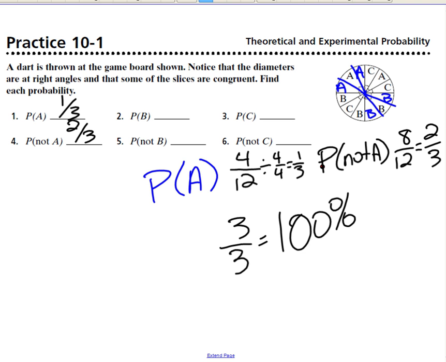Are you asking where I got it from or where do you put it? Probably in your notes. Okay?